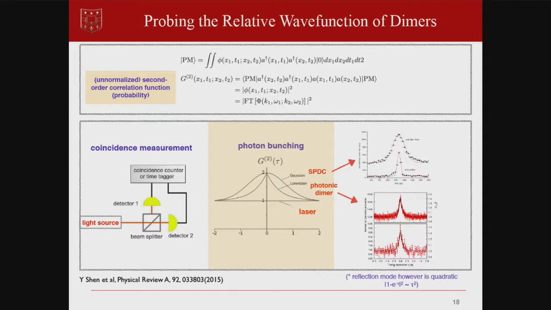And people have done that. Here, this shows the correlation function of some typical light. So this is the laser. We know that for the laser, within the coherence time, the correlation function is flat. And for the SPDC, it's smooth. Most of the time, it's a Gaussian. And people have seen that. For a photonic dimer, because it probes the relative wave function, which decays exponentially, you will see a cusp. And people have seen that.